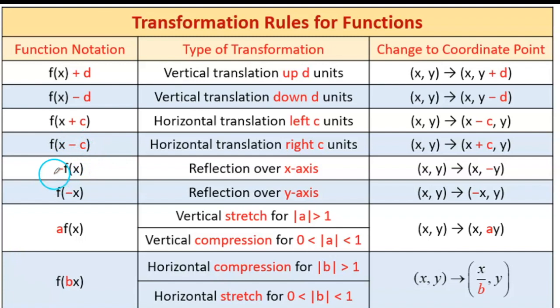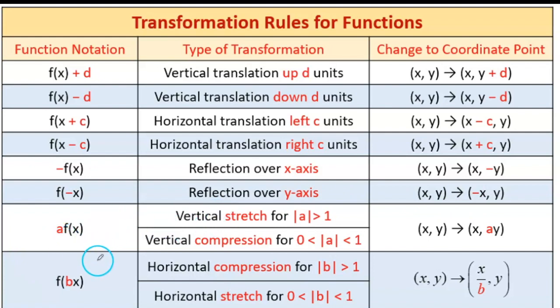When there's a negative on the outside of my function, that's a reflection over the x-axis. What happens? The y value will change sign. The y will turn into a negative y. This is my original point, and this is the one that is being transformed. The next one: what about when the x inside the function is negative? That means it's a reflection over the y-axis. And what's happening? The x coordinate will change sign.